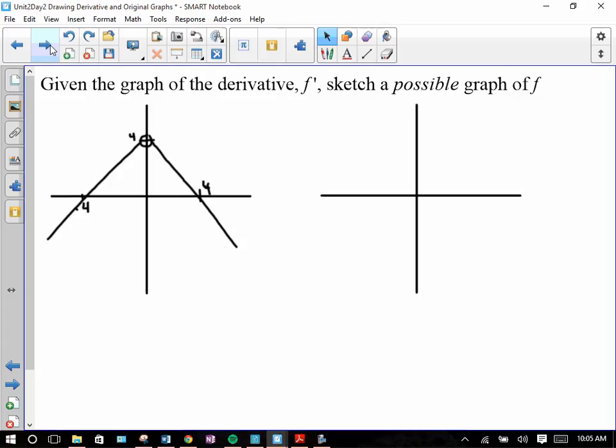Given the graph of the derivative f prime, sketch a possible graph of f. Well, you guys help me. Just think about it. Yes, because that would mean that at x equals 0 the first derivative is not differentiable.